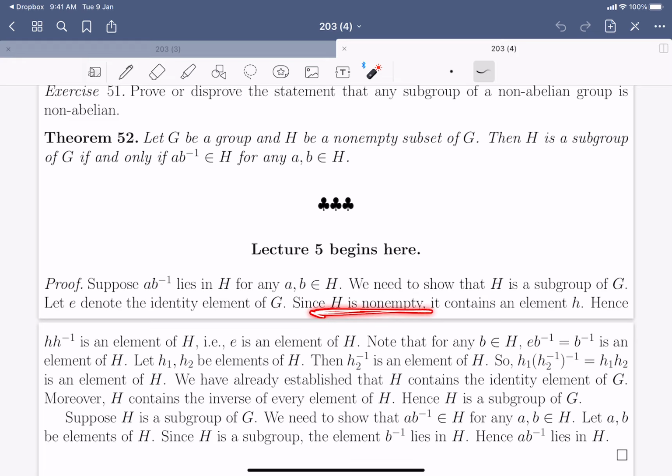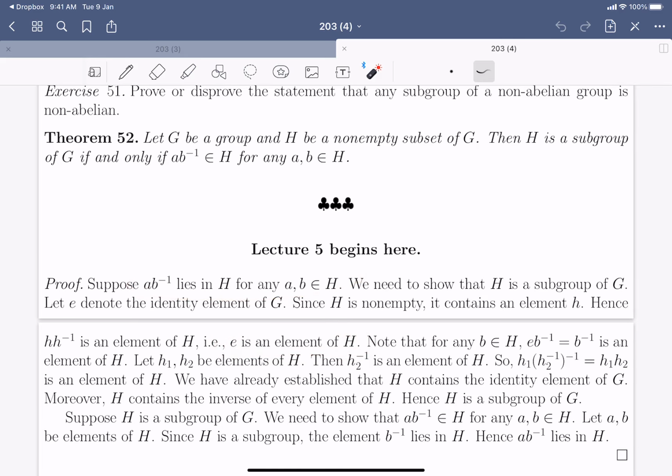Since H is non-empty, one can pick an element from that, so let's call it h. And now we know that h and h are elements of H. So now if we apply this criterion, we get h h inverse, which is this element, and this has to be an element of H by this hypothesis. In other words, we have established that e is an element of H using this hypothesis.